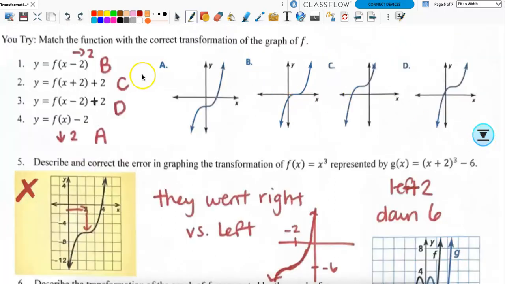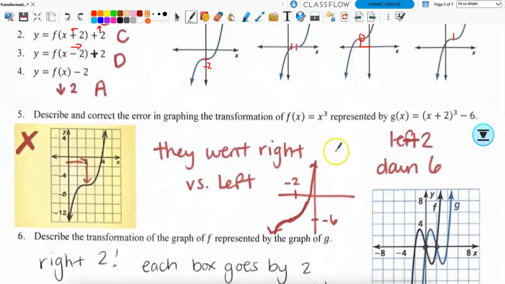Here are your answers. So on number 1, this graph was going to the right 2, so it's still going to be on the x-axis, just over 2, which would be graph B. On number 2, it's going to go to the left 2 and up 2, and so that would be graph C, to the left 2, up 2. D is going to the right 2, because it's the opposite, and up 2. So you could have gotten C and D confused based off these signs. And on number 4, A just went down 2, which would be this graph.